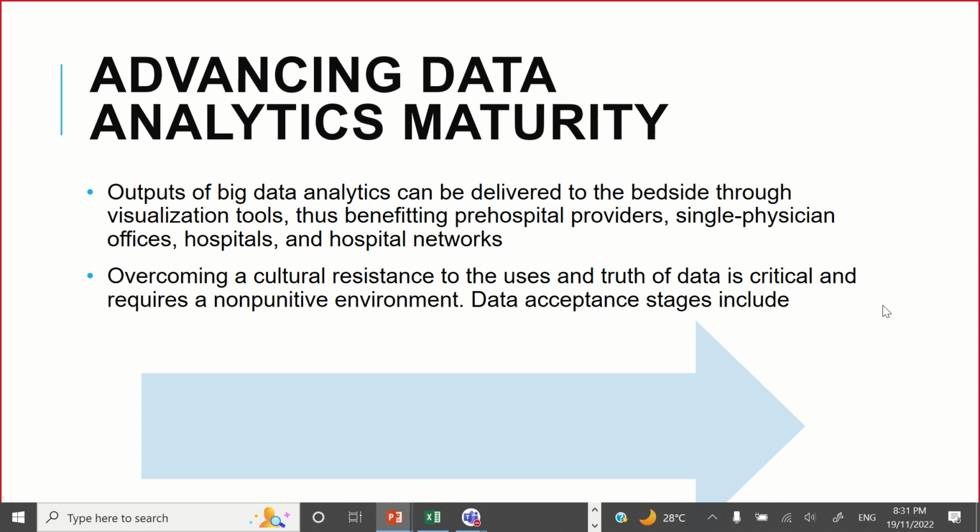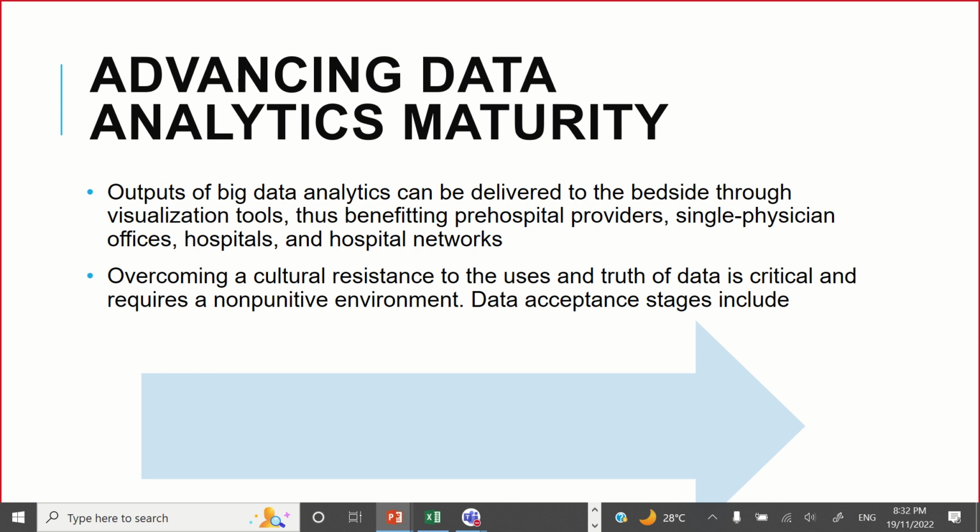Okay. So then they talk about the output being delivered to the bedside, to the people who are providing care at the bedside, through visualization tools. And the idea of the data analytics is to benefit not only the administrators who are collecting the data or the management. When we're talking here, we're looking for the people at the pre-hospital, the physician offices, which are our clinics, hospitals, and hospital networks, who would benefit from those data and review it on a regular basis.